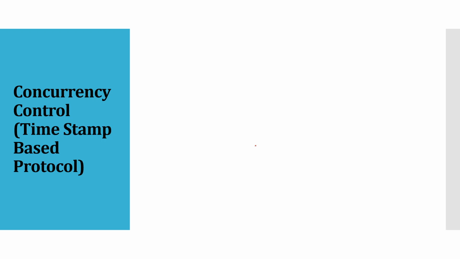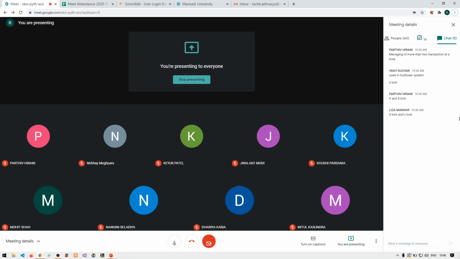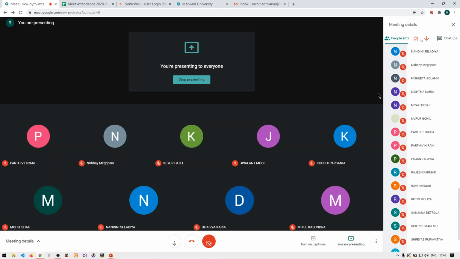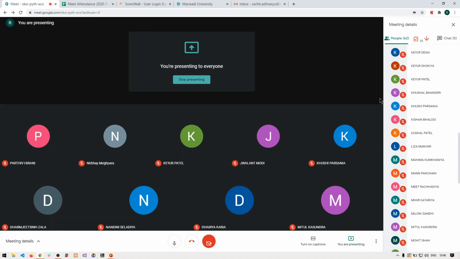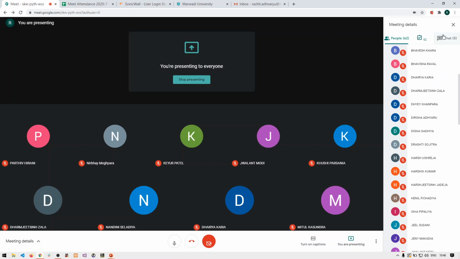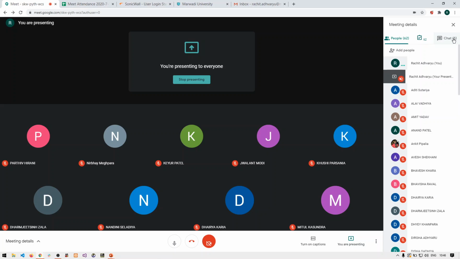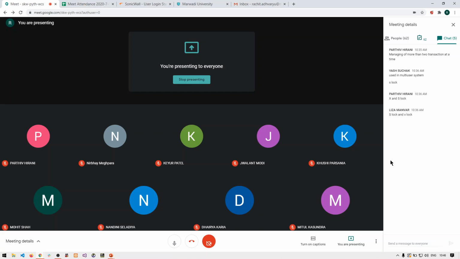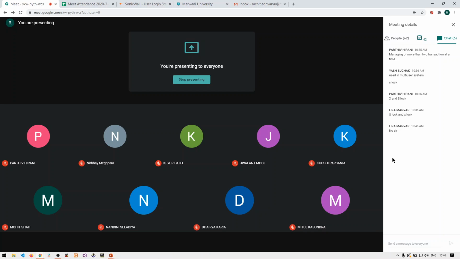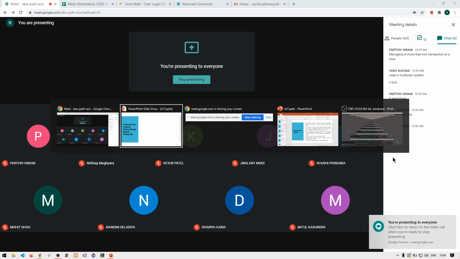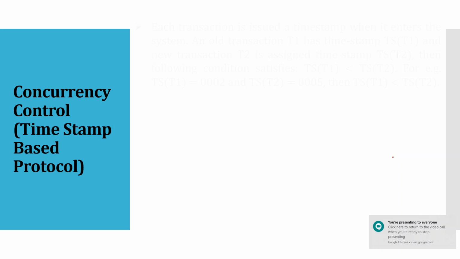Till here, is there anyone who is having any doubt on this particular part? Anyone is having any doubt in this? Till here, is there any doubt if you refer to the PPT? Fine, so let's move ahead with the timestamp based protocol.